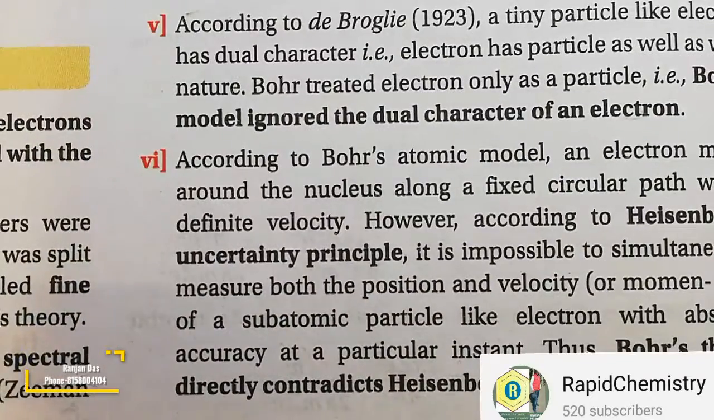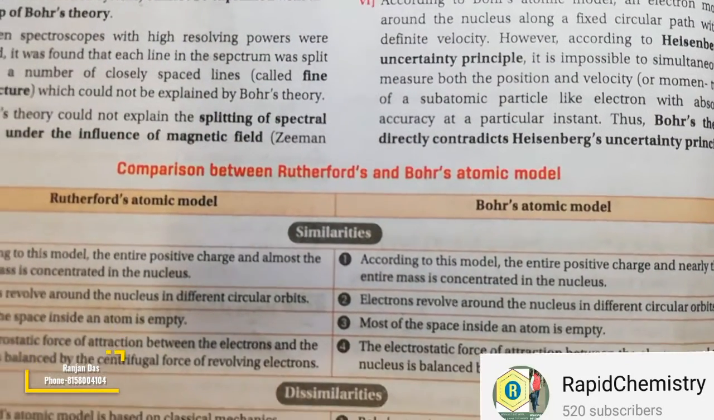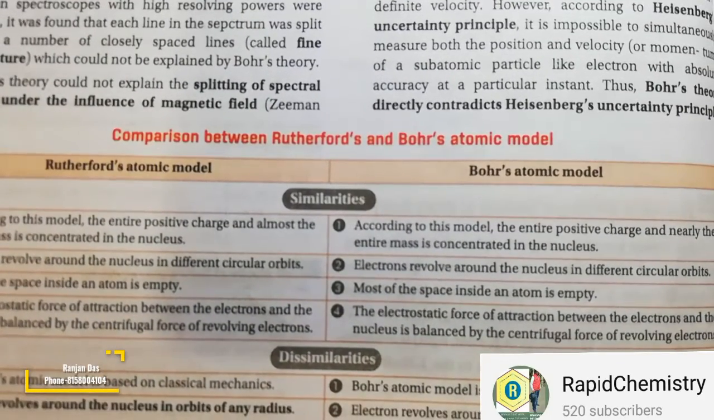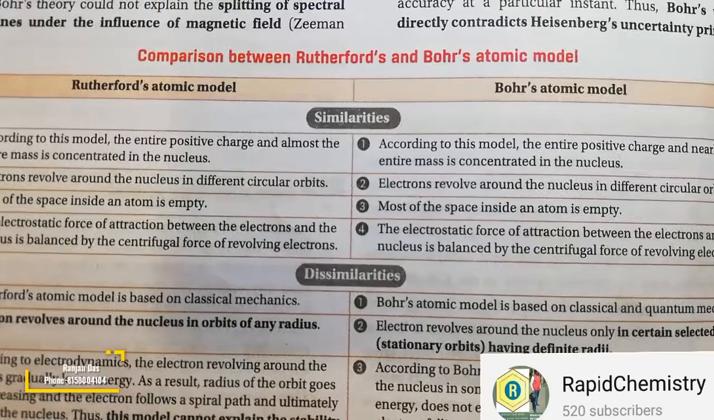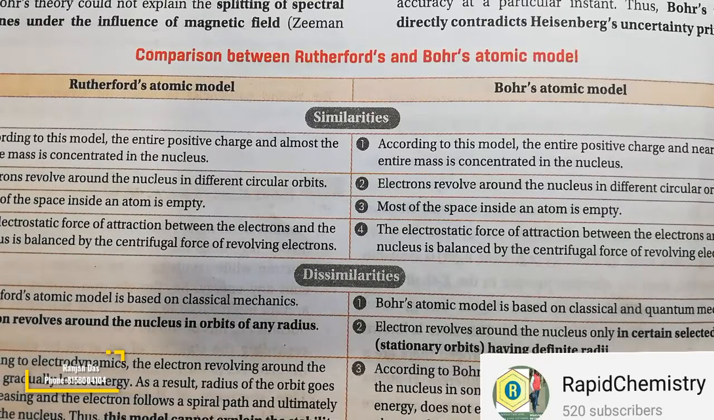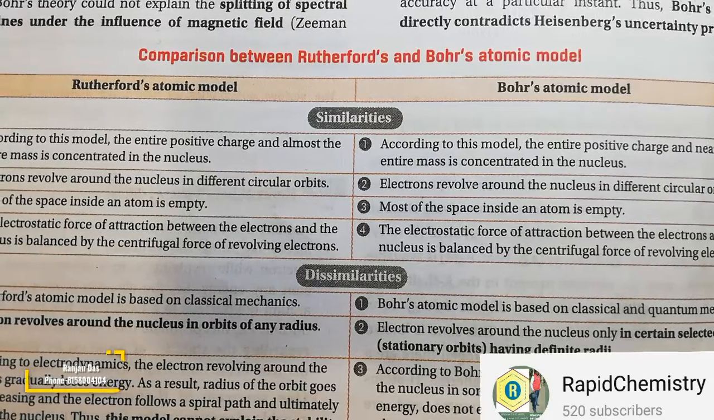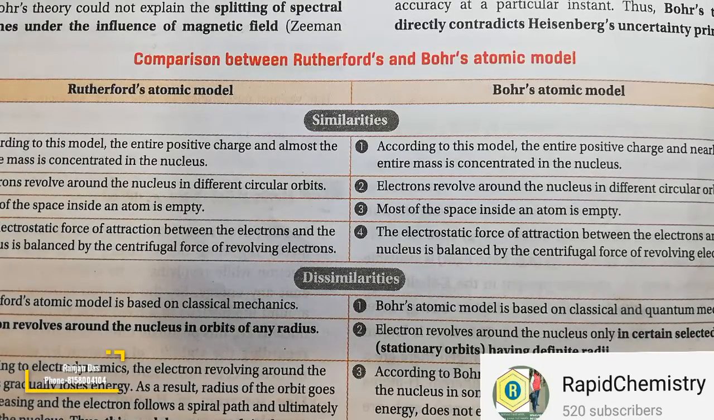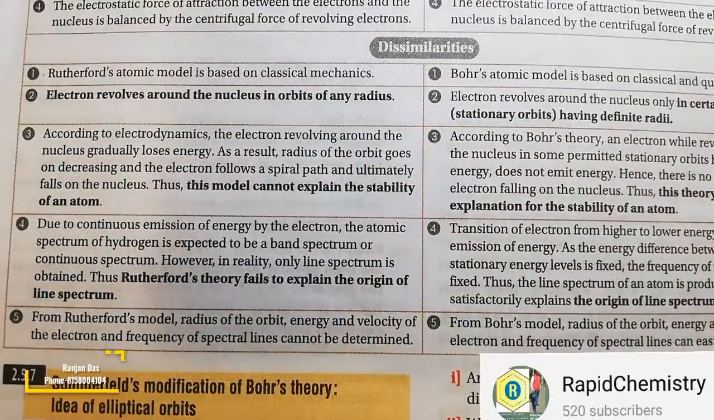Now let's look at the comparison of the Rutherford atomic model and Bohr's atomic model. In all the different books you have a basic comparison between Rutherford's and Bohr's atomic models, with similarities and dissimilarities. Definitely Bohr's atomic model is one step advanced compared to Rutherford's atomic model, but that is not the absolute one. After Niels Bohr, many scientists came to clear those pitfalls or limitations, and one such scientist is Sommerfeld.